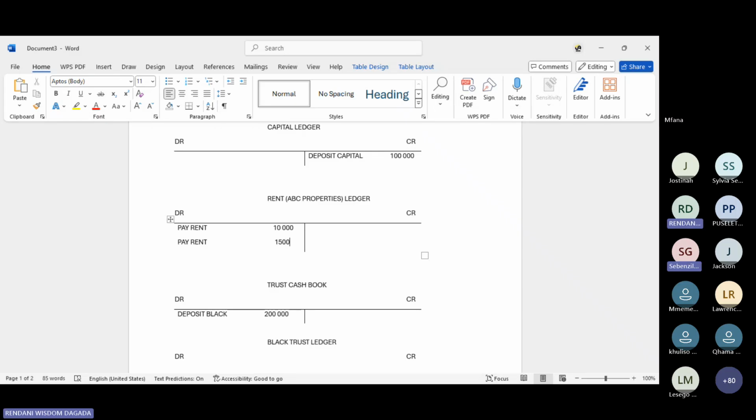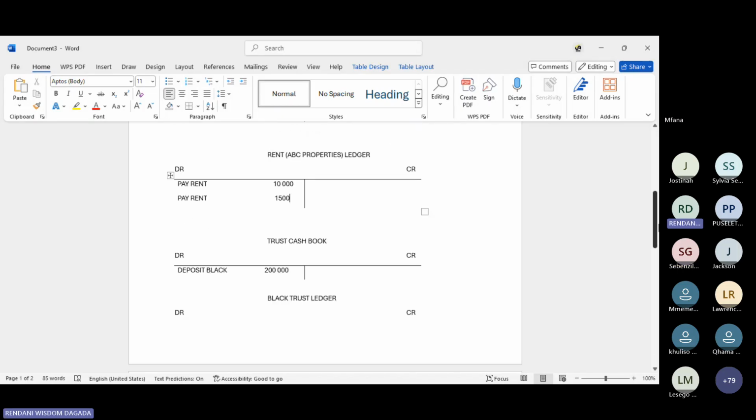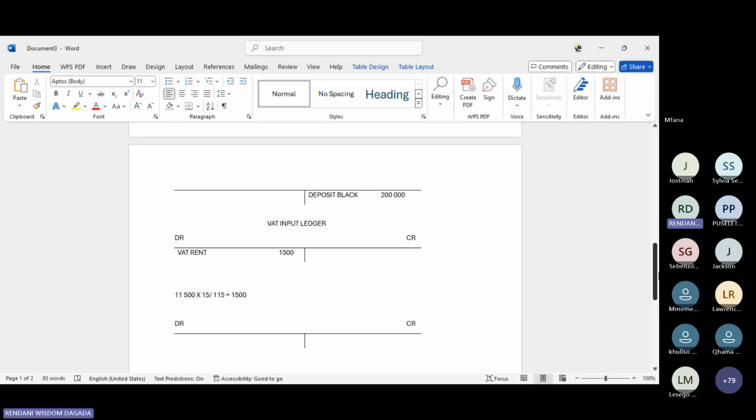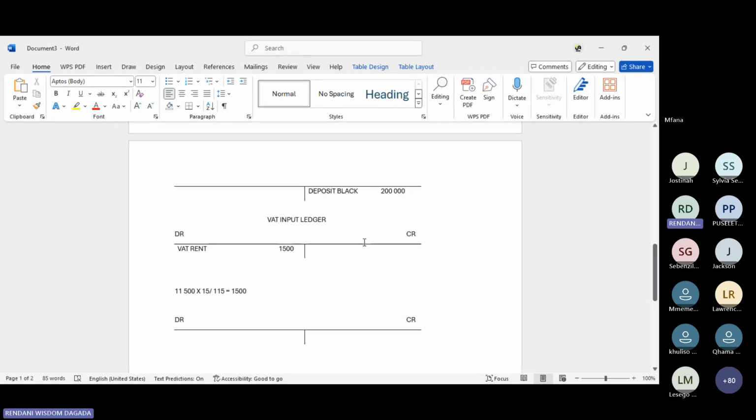Because in this scenario here, ABC Property is a VAT vendor and the practitioner is also a VAT vendor. Is that a question? Yes, why do we debit the VAT? Because it's positive, you're going to claim it back. VAT output is the one that you always credit. VAT input is always debit.